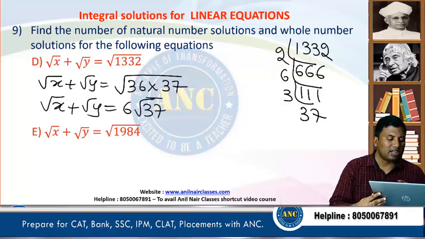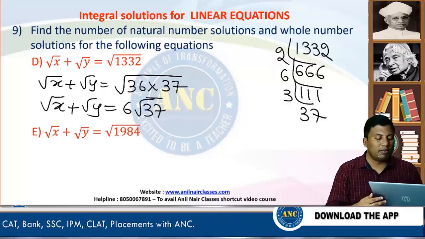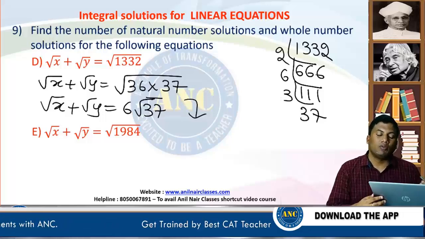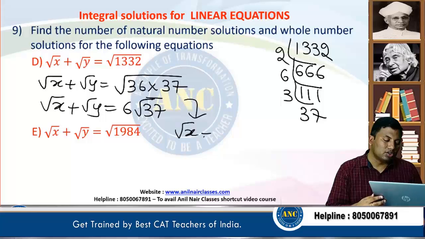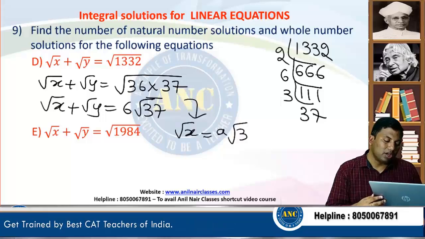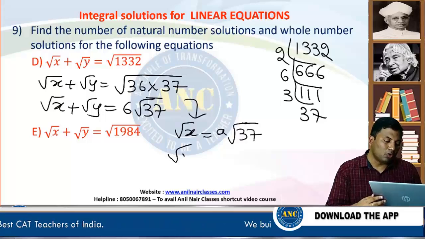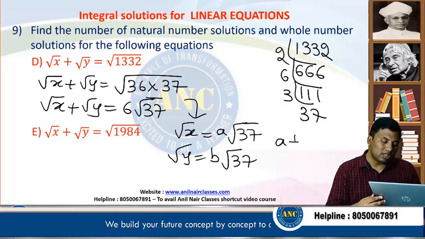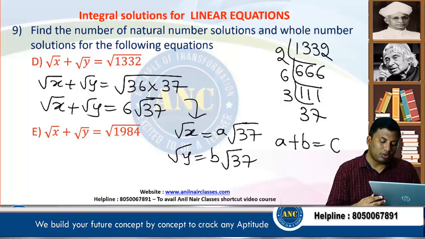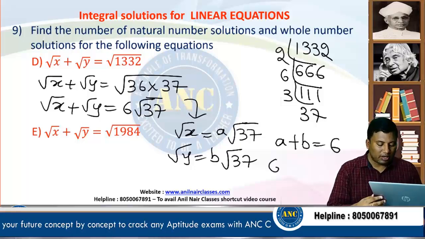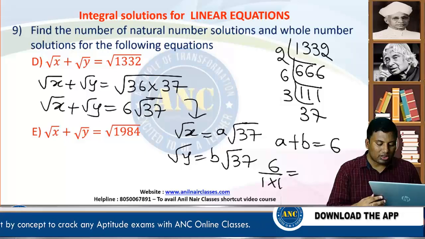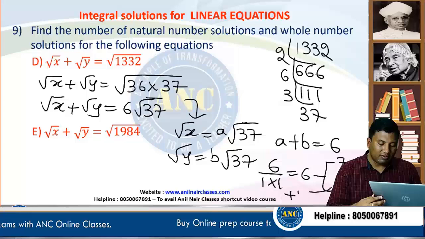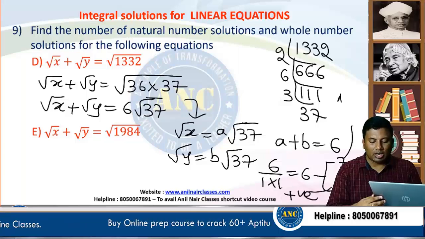Root 37 is irrational. An irrational number is there in the right hand side, so without having it in the left hand side, you will not get it in the right hand side. So root x is of the form a root 37, and root y is of the form b root 37. So it is nothing but a plus b equivalent to 6. So 6 by 1 into 1, which is nothing but 6. So there are 7 and there is 5. 5 is positive, 7 is non-negative.